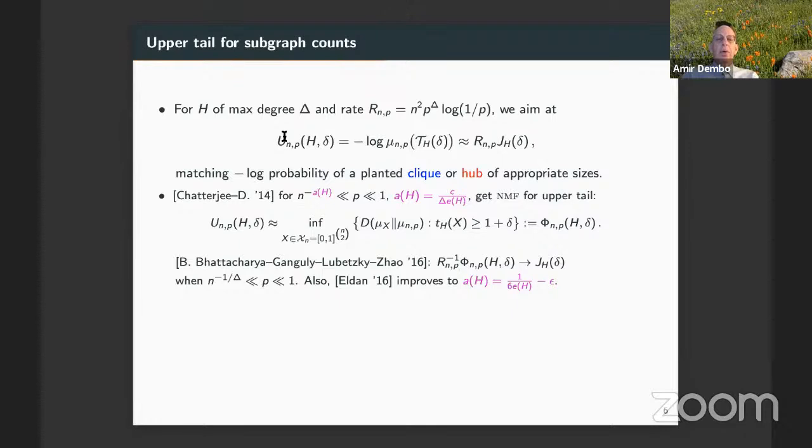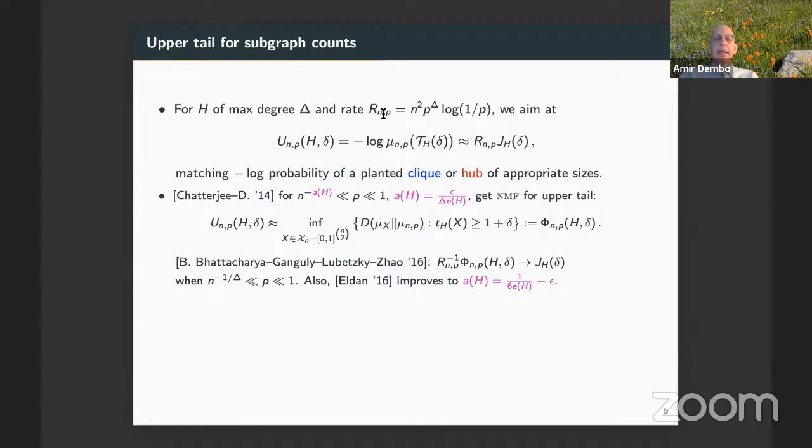So remind you again, what are we after? We are after minus the log of the probability under Erdos-Renyi of the event in question, which is finding too many copies of H, more copies than one would typically expect. And we would like this upper tail probability to be approximately, that is within little o of 1 relative error, of the scaling R times the nice explicit function J, which depends only on H and delta, in particular not on n and p. And one should choose the correct scale R.